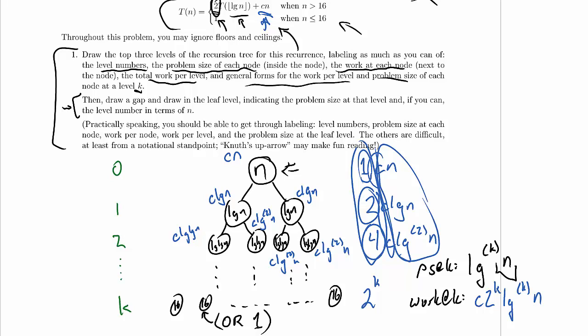So what have we done? We've got level numbers, we've got the problem size of each node, we've got the work at each node. I did not label the work down here, so let's just say 1, 1, 1. Now we've got the work at each node. We've got the total work per level. We've got general forms of work per level and for problem size at each node. And that'll do it.